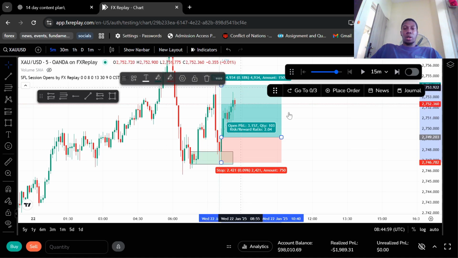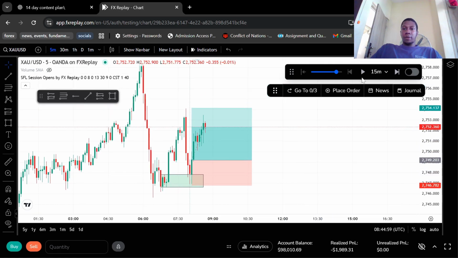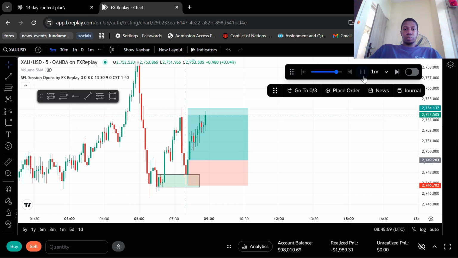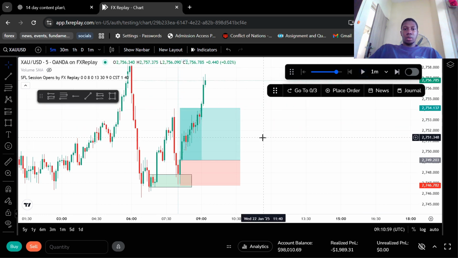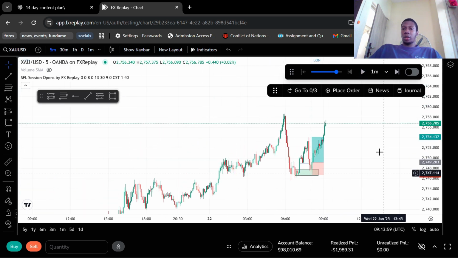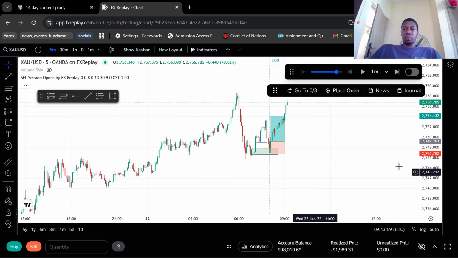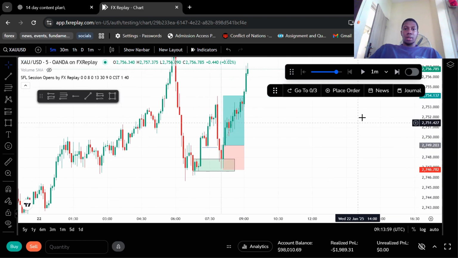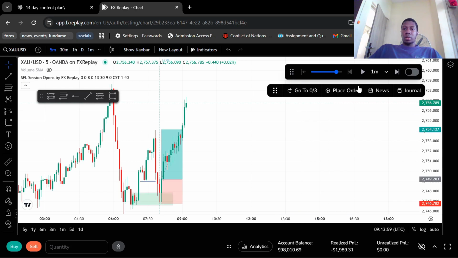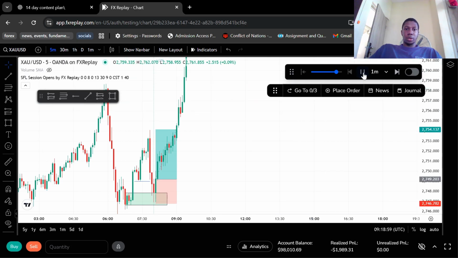Target should have been 2R. Let's see if this sits fully. It does. I'm sure everyone who trades this strategy will take this setup. This is a valid setup to take. Okay, so let's look for our second trade.